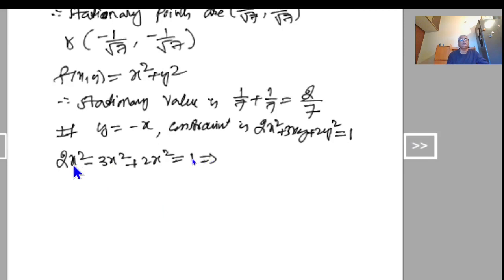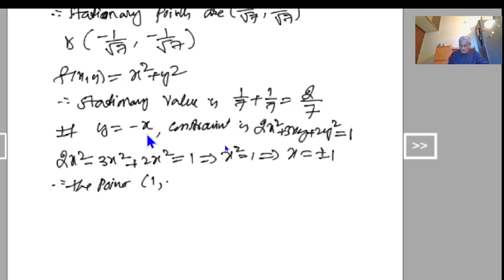This implies 2x square minus 3x square is minus x square. Minus x square plus 2x square is 1x square. X square equal to 1. This implies x is equal to plus or minus 1. Therefore, the point is, if x equal to 1, y equal to minus 1. And if x is equal to minus 1, what is y? Y equal to plus 1 because we have y equal to minus x.